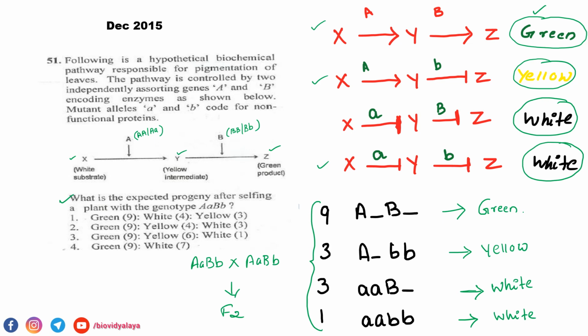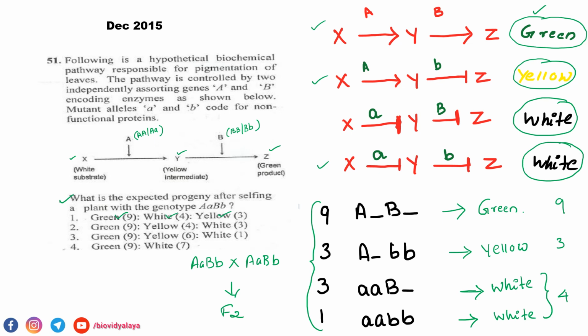So here 3 plus 1, 4 white, 9 green, 3 yellow. So 9 green, 3 yellow and 4 white. See the options here. First option, green 9, correct, white 4, correct. Yellow 3, that is also correct.